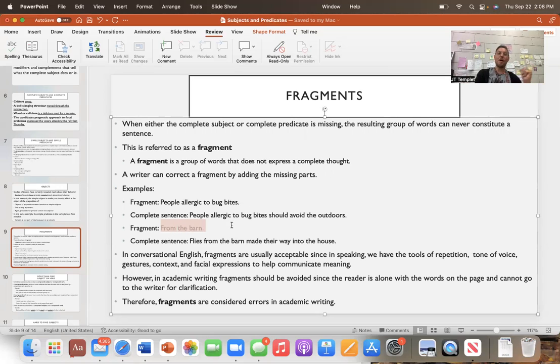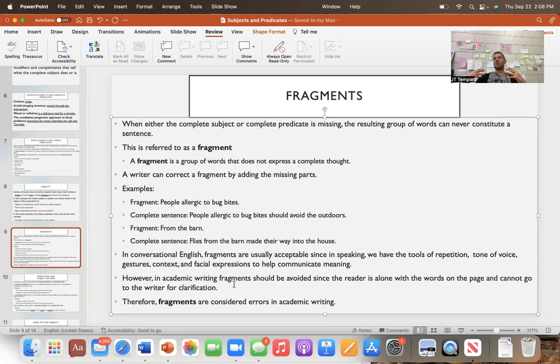Here's a fragment: from the barn. I'm missing a complete subject and a complete predicate, because this is a prepositional phrase. That's not essential to either. So to complete it, I add: flies from the barn. What did they do? They made their way into the house.